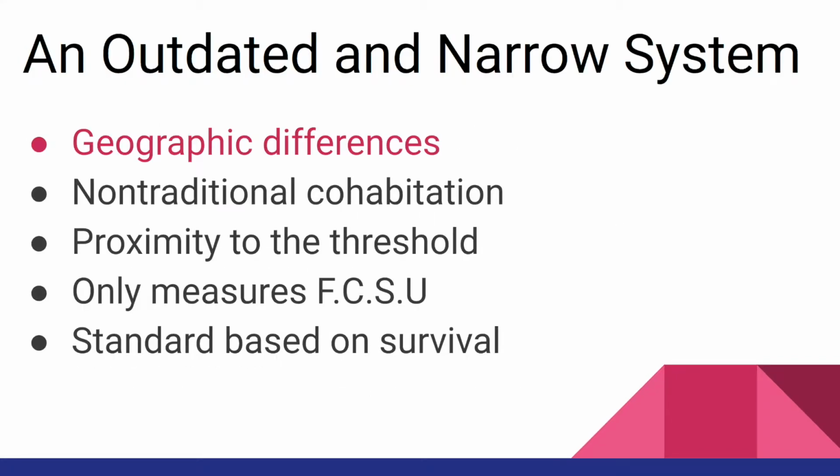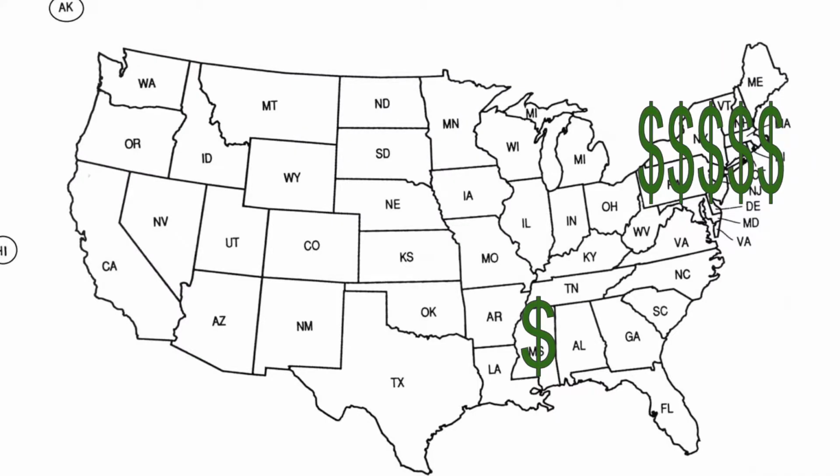We believe that OPM is an outdated and narrow system for these 5 reasons. The first reason is geographic differences. The current OPM doesn't take into account the geographic differences people experience in poverty, which is mentioned in Kathleen Short's research on the supplemental poverty measure. For example, an impoverished person in New York City spends more money on food, shelter, clothing, and utilities than a person in rural Mississippi, but this factor is not included in the threshold.